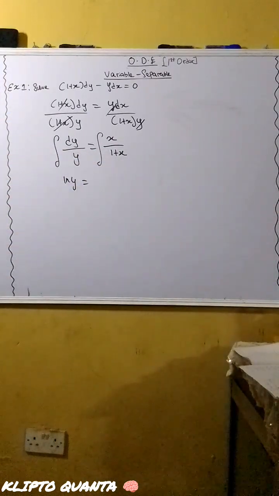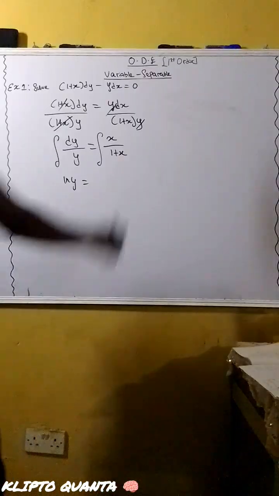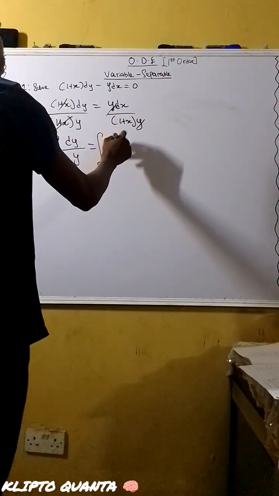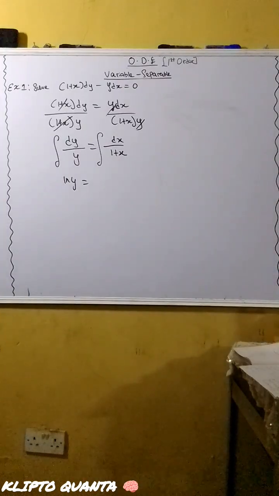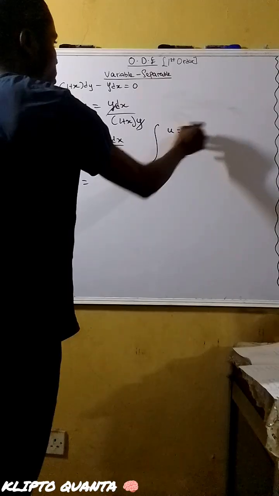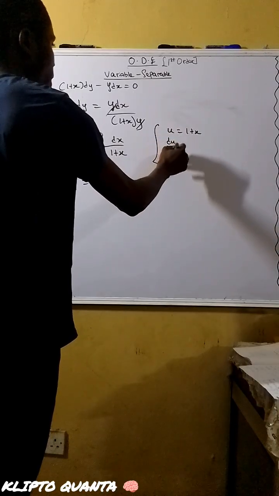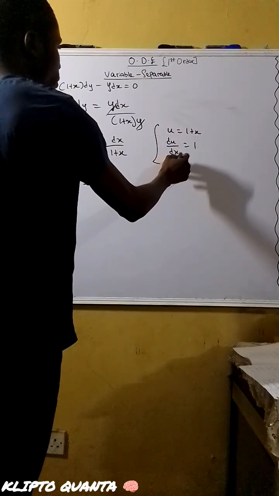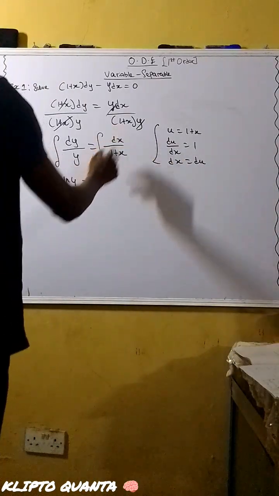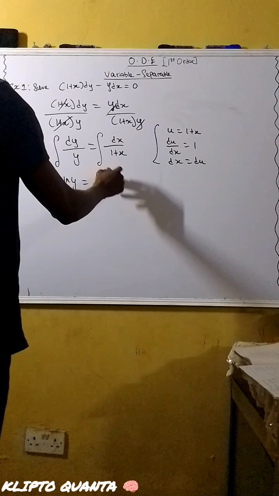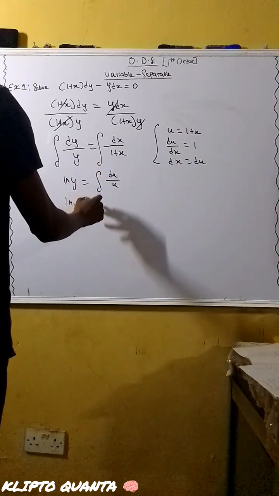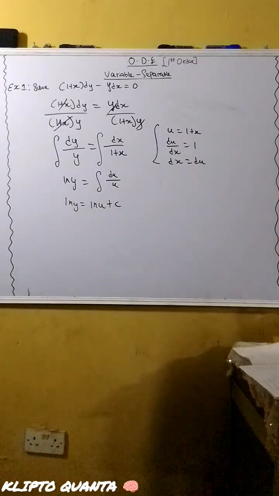So integrating dx over 1 plus x. From this point, you should know that we can do a little breakdown. If u equals 1 plus x, you have du over dx being equal to 1. So therefore dx equals du. From that aspect, we can say that this is also written as integrating du over u, whereby ln y is also equal to ln u plus c.